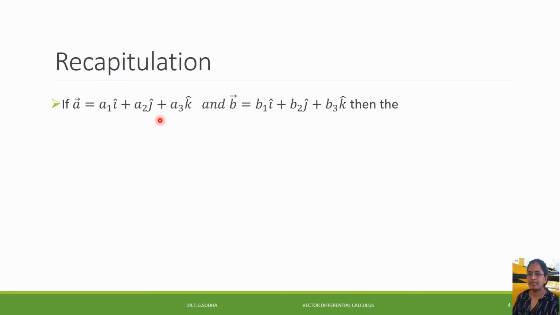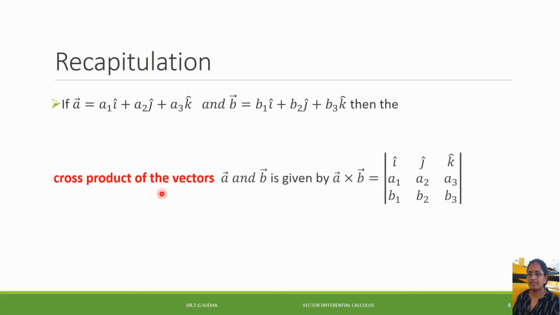If A is a vector given by a1i plus a2j plus a3k and B is another vector equal to b1i plus b2j plus b3k, then the cross product of the vectors A and B is given by A cross B, and it can be expressed in the form of a determinant which contains the first row the unit vectors i, j, k, then the second row contains the components of vector A and the third row contains the components of vector B.